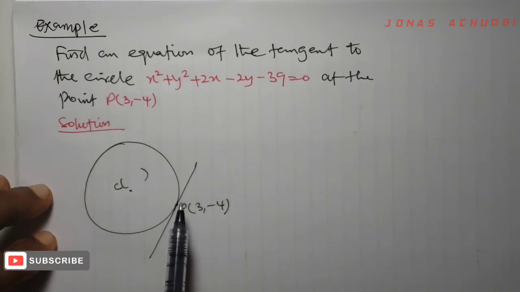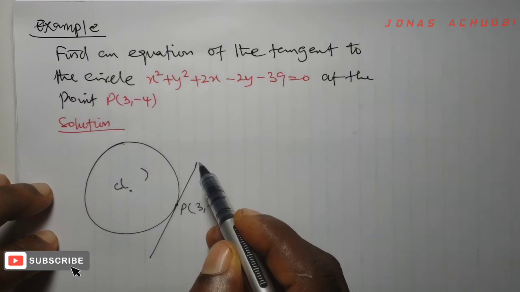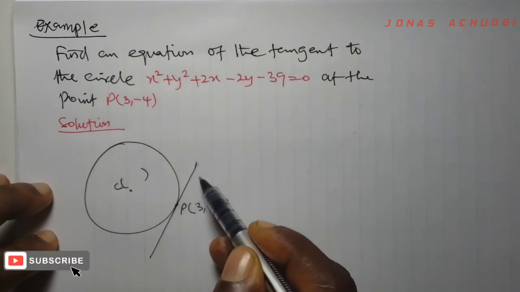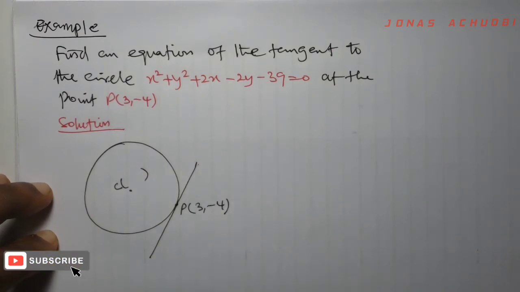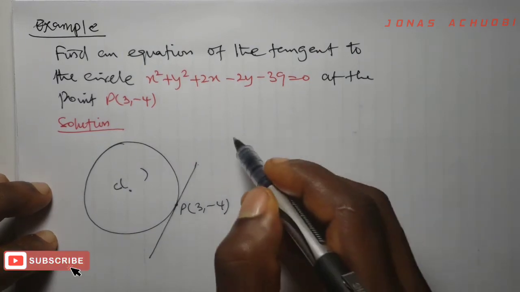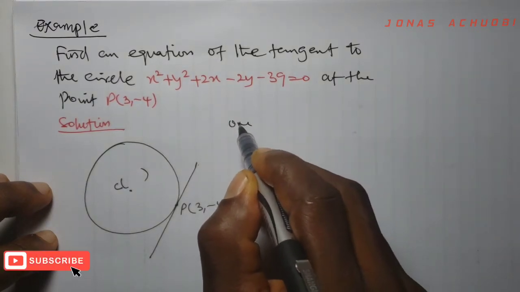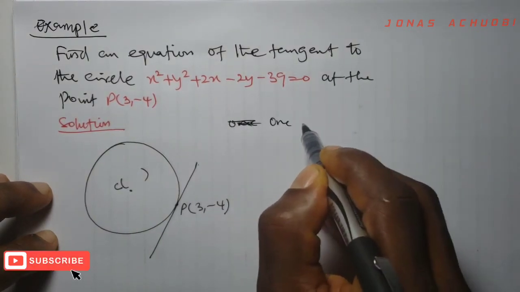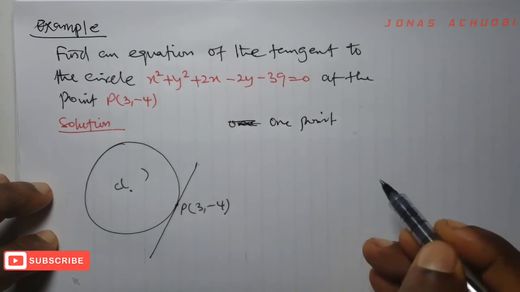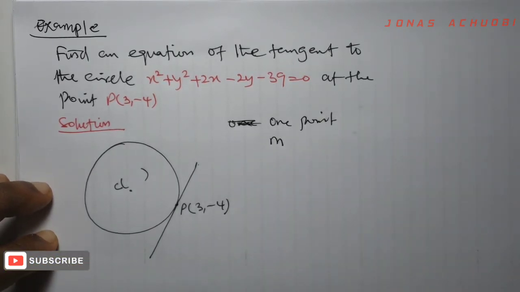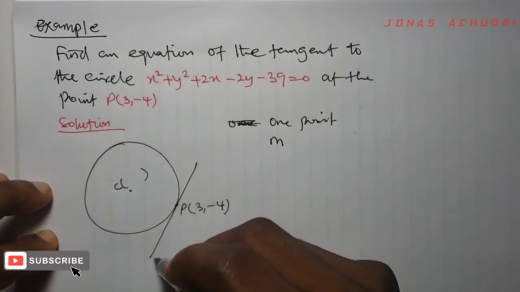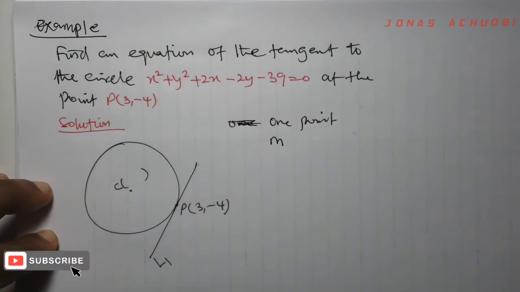Now let us try to understand what is happening here. To find the equation of this tangent, which is just a straight line, we need two things. In our previous lectures, we discussed that to find the equation of a straight line, once we have one point on the line as well as a slope, we will be able to find the equation of that line. Now for this tangent, let us call this tangent line L1. What do we observe?